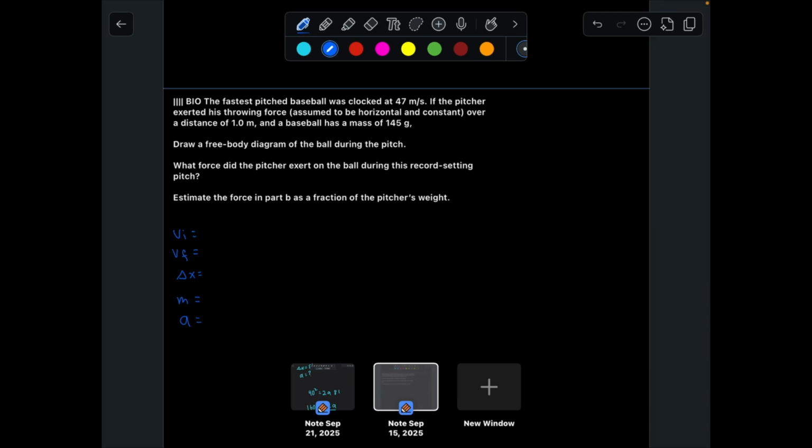Draw a free body diagram of the ball during the pitch. What force did the pitcher exert on the ball during this record-setting pitch? And estimate the force as in part B as a fraction of the pitcher's weight.